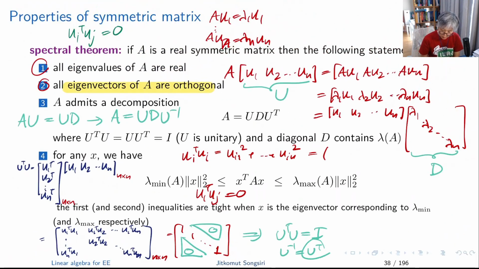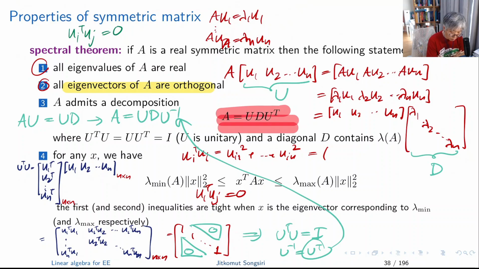When we plug this into the original form of eigenvalue decomposition, that's why we have this nice property that for symmetric matrices, the eigenvalue decomposition, instead of having UDU inverse, becomes UDU transpose.